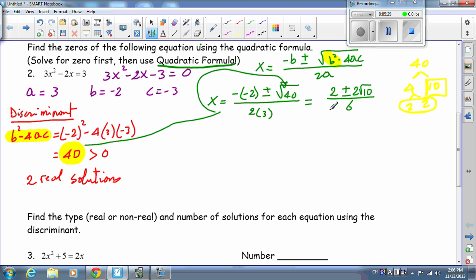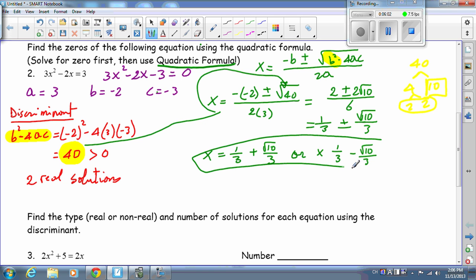Well, I can split it in 2. If I split it, 2 divided by 6 is 1/3. Plus or minus 2 divided by 6 is again 1/3, so I can write square root of 10 over 3. So those are your two solutions. X is equal to 1 over 3 plus square root of 10 over 3, or x is equal to 1 over 3 minus square root of 10 over 3. Once again, this is solving using the quadratic formula.